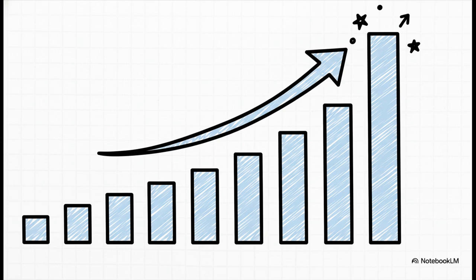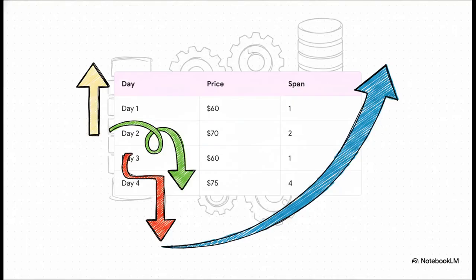It sounds pretty straightforward, but how you actually write the code for this makes all the difference in the world. Let's trace this out with some mock data. On day 1, the price is $60, so the span is just 1. It's just itself. Day 2 rises to $70, meaning it's higher than day 1, so our span accumulates to 2. Now day 3 drops back down to $60. Because the previous day was higher, the span resets completely back to 1.